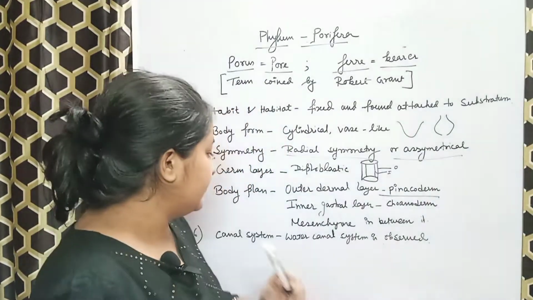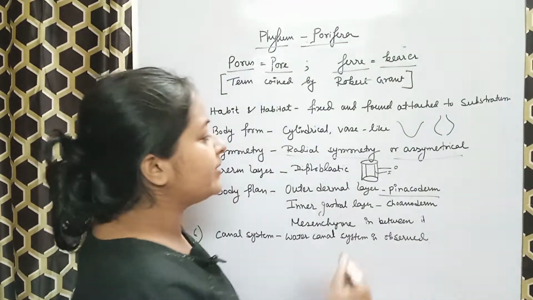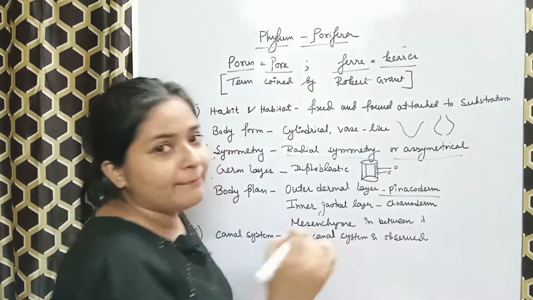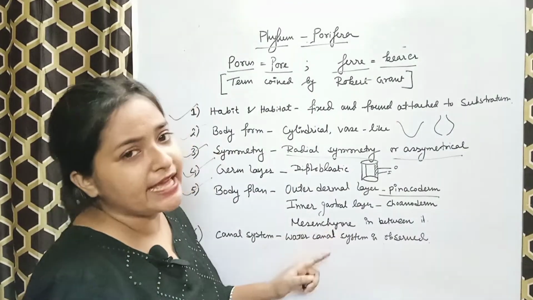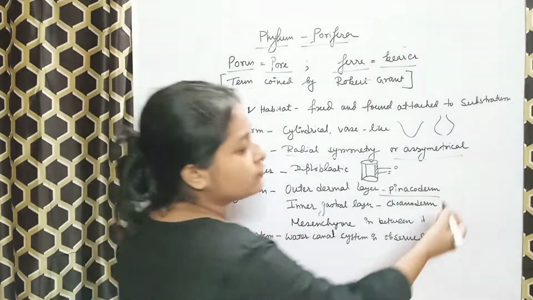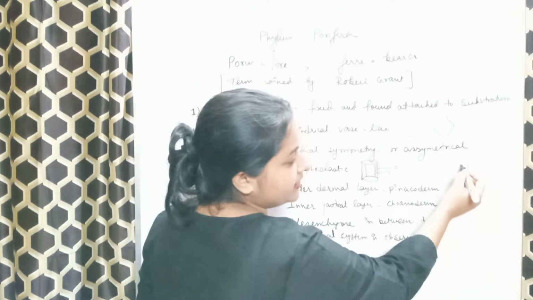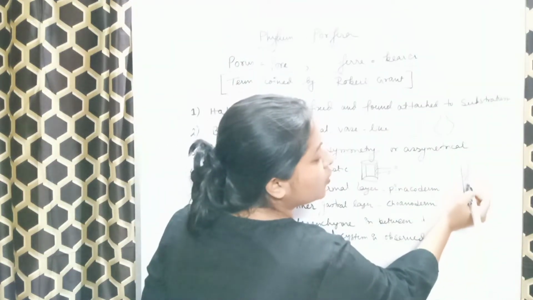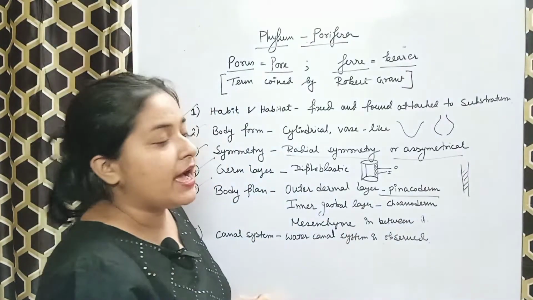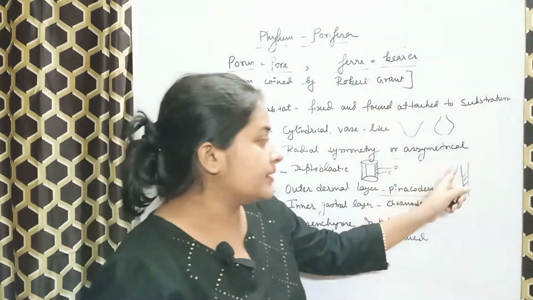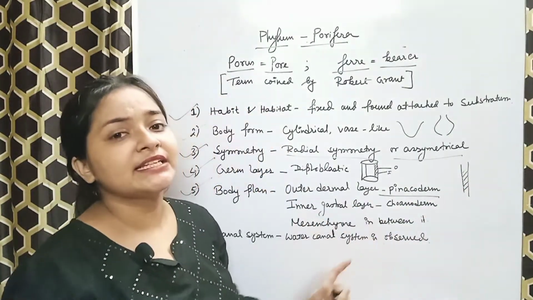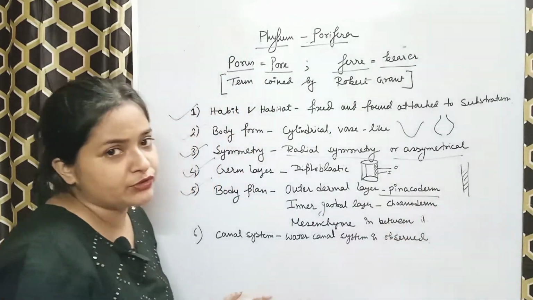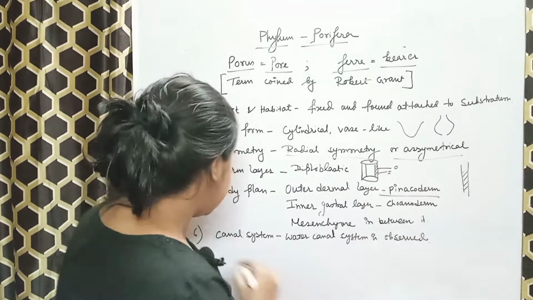Understand? And in between there is no proper tissue layer, but there are mesenchymal cells present in between the two. Outer layer is pinacoderm, inner layer is choanoderm, but in between there is no prominent cell layer, only mesenchymal cells or mesenchymal tissue between pinacoderm and choanoderm. Understand? Next is canal system.